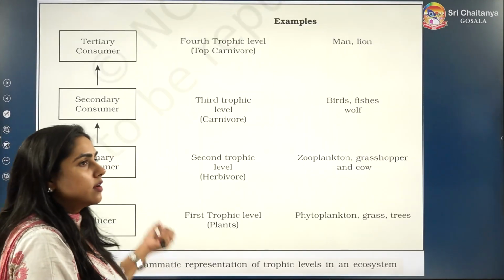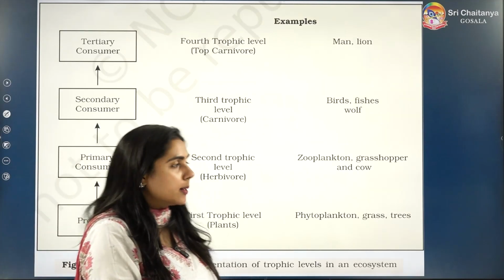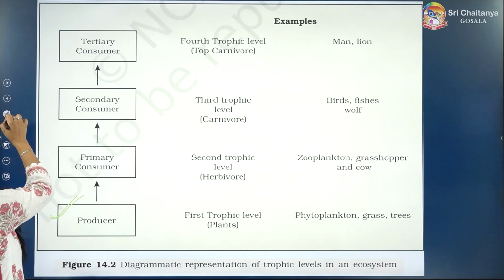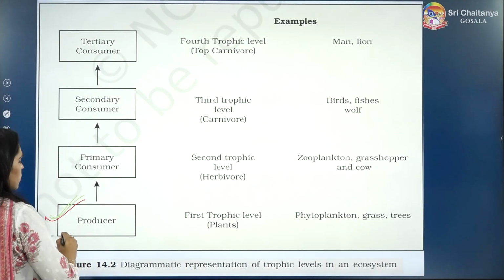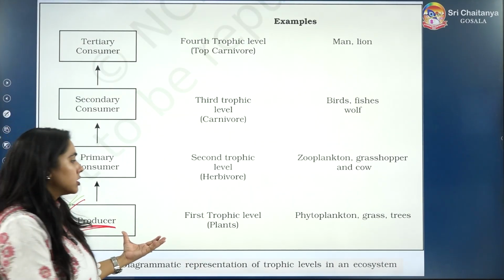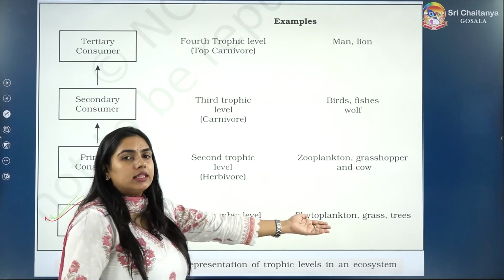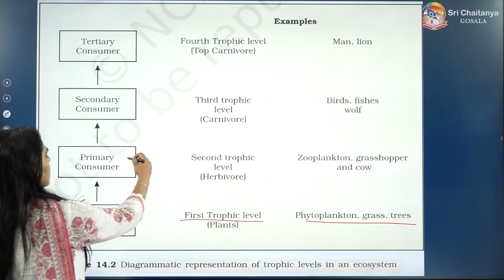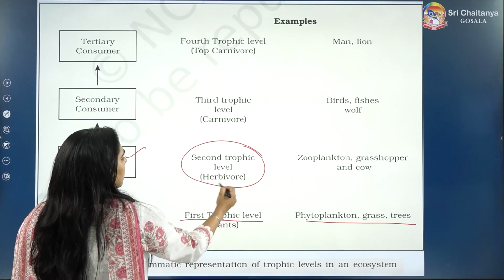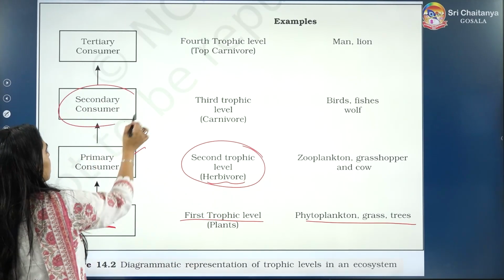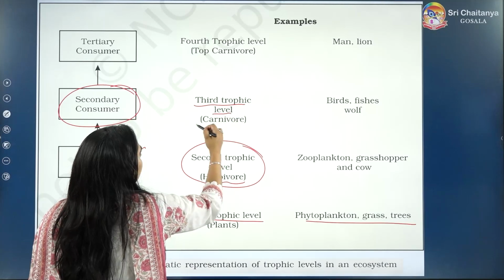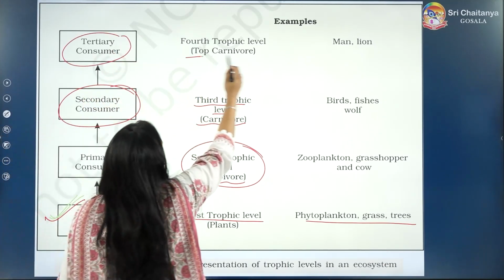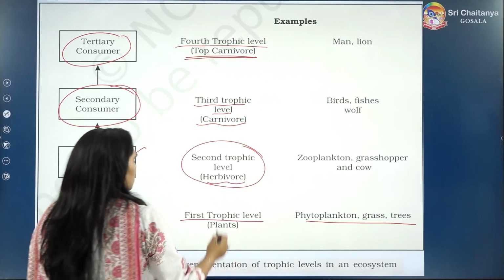So you can see this with the help of this figure here. This is from NCERT only. Easily you can understand that this is the first trophic level, where you can see producers are there. First trophic level, these are the examples of the producers, right? Then primary consumers come at second trophic level, they are herbivores. Secondary consumers are coming at third trophic level, that is carnivores. Tertiary consumers are top carnivores coming at fourth trophic level.